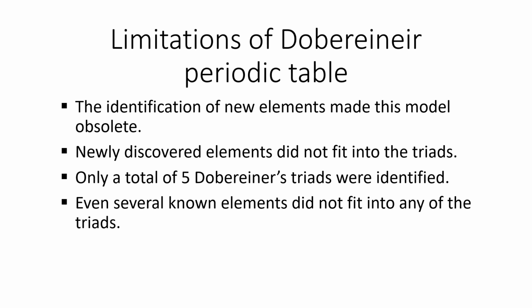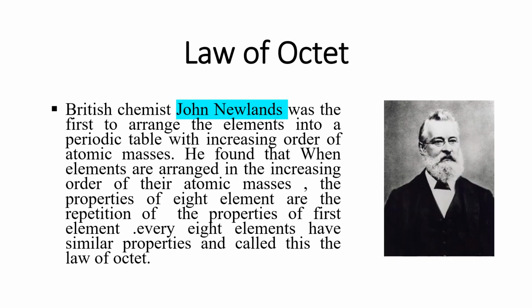So now we will see what was the limitation of Dobereiner's periodic table. The identification of new elements made this model obsolete. Newly discovered elements did not fit into the triads. Only a total of 5 Dobereiner's triads were identified, as you see in the previous slide. Even several known elements did not fit into any of the triads. Then we go to the next slide and discuss the law of octaves.